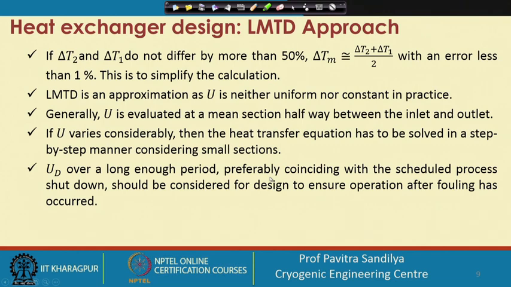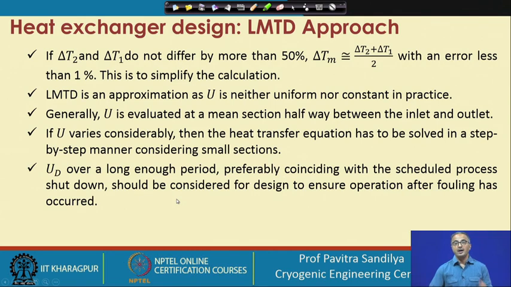Generally this UD is taken in a way that it preferably coincides with the scheduled process shutdown. Why? Because whenever there is too much fouling, we have to shut down the whole plant, take out all the tubes, clean them, and fix them back. So until we go for shutdown, we should see to it that the heat exchanger is performing to the desired extent. That is why we always make the design with respect to UD.